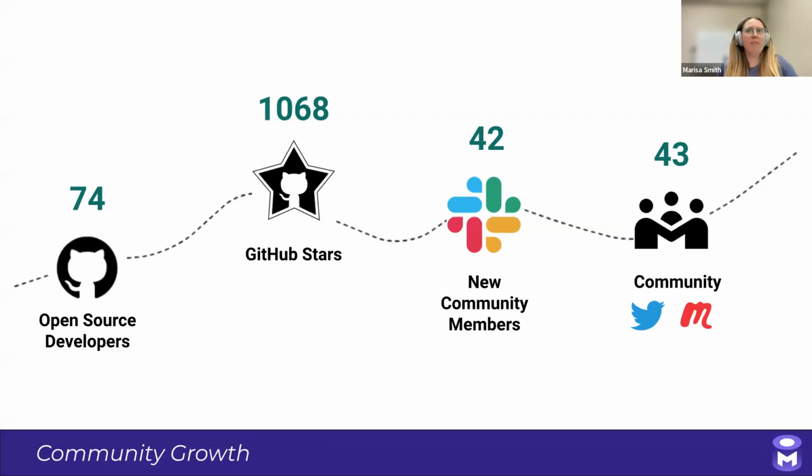As always, I will start off with a few statistics for our community. We now have a total of 74 open source developers on GitHub and 1,068 GitHub stars. In the last couple of weeks, we have added 42 new community members to our Slack and 43 new community members that are spread across some of our other platforms. So of course, welcome to all of our new and returning members.